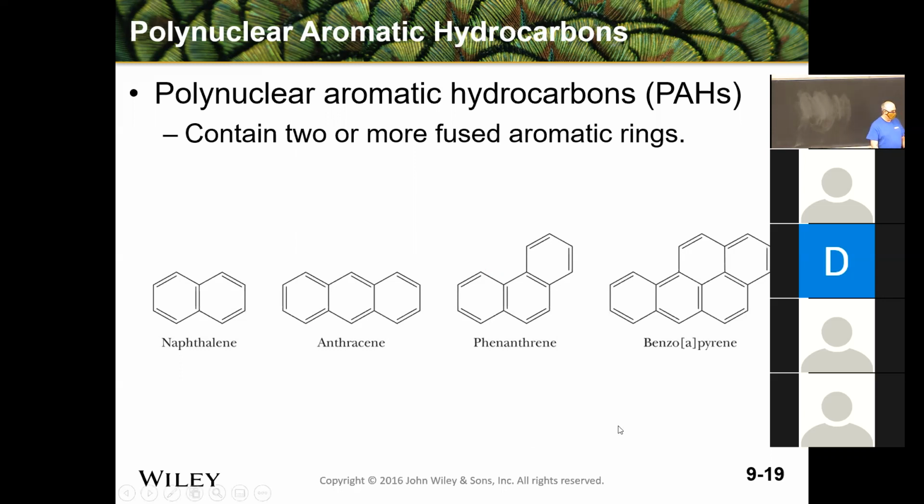Here is anthracene. It's a light yellow solid. You might have used this in the extraction lab. Phenanthrene is an isomer of anthracene. And then here we have 5 fused benzene rings. This is called benzo-A-pyrene.